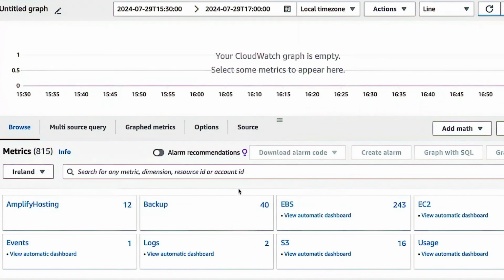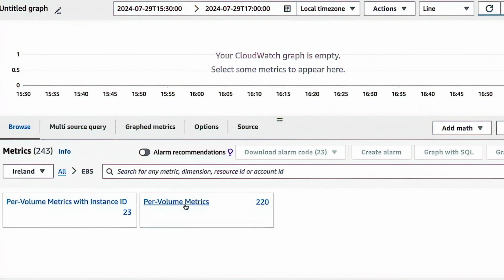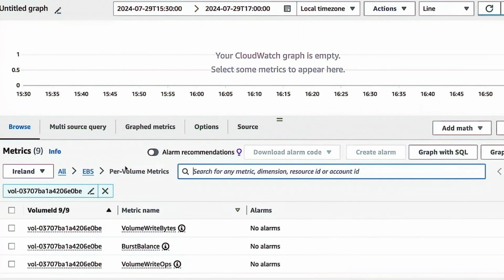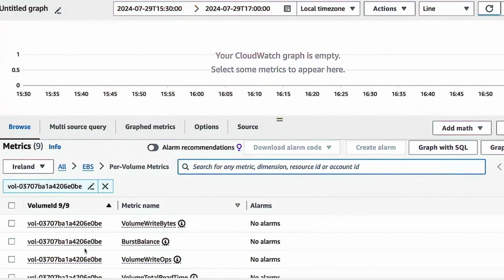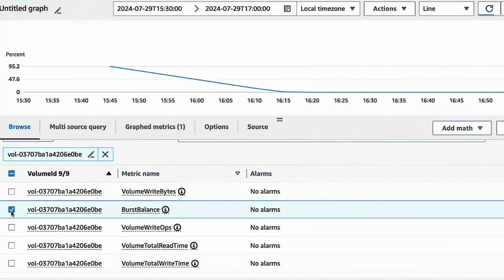And then we're going to go into the EBS volume metrics. We're going to look at the per volume metrics. So this is for this specific volume, and we'll copy in the volume ID so we can search that. What I'm going to look at is the IOPS that was run on this volume at that time. So we will also look at the burst balance, so I'm going to tick that as well, and we're going to see how the IOPS affected the burst balance.